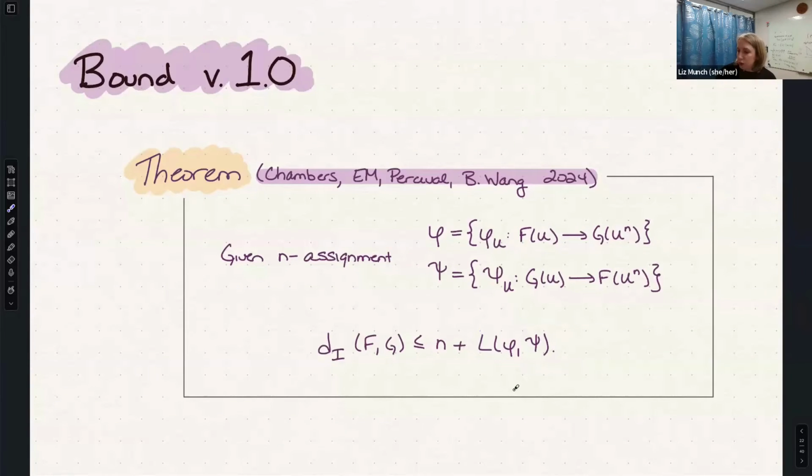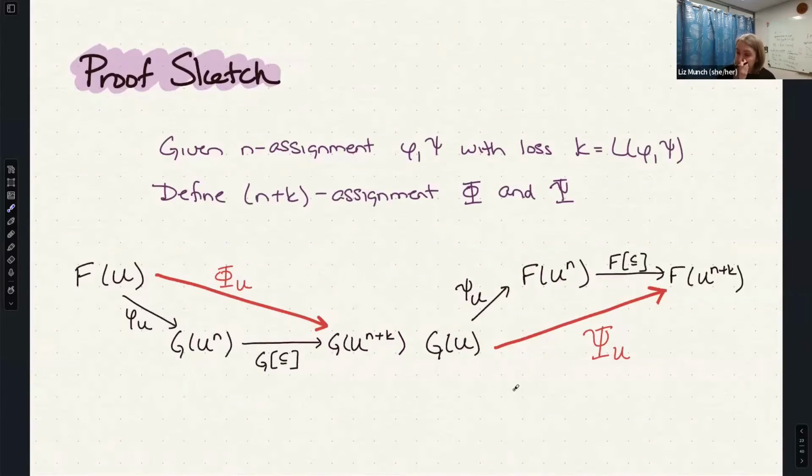Okay. So in particular, the proof is really based on building the actual interleaving that you want. So again, if you give me some N assignment that I had no control over, and you can tell me that the loss is K, what I can do is build for you an N plus K assignment by just composing the things that make sense. So you handed me phi and psi. I hand you back capital phi and capital psi for all possible open sets that I want. And the rest of the proof is just making sure that everything that you wanted to have commutes because you can shift over to this K shifted version of everything.